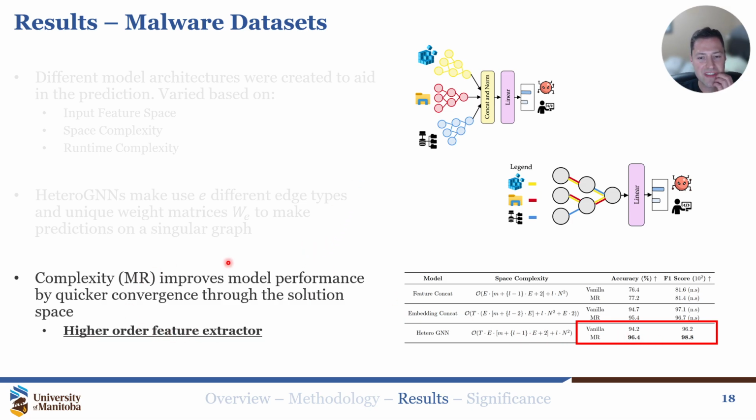So what is the complexity layer in effect doing? Well, it's improving model performance through a quicker convergence to the solution space. And what is it doing ultimately? It's a very high order feature extractor. So it's producing a scalar from these embedding spaces. It's taking this information and extracting it into a very dense representation, feeding it through. So in effect, that's what it's doing. It's a high order feature extractor.